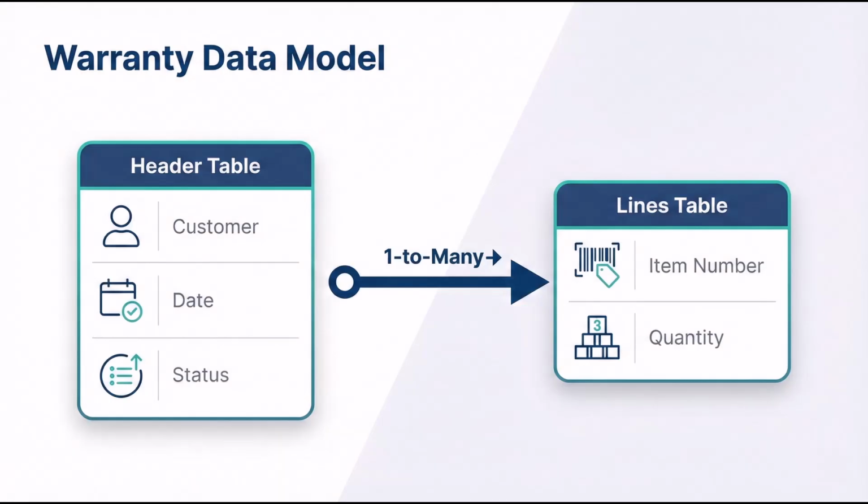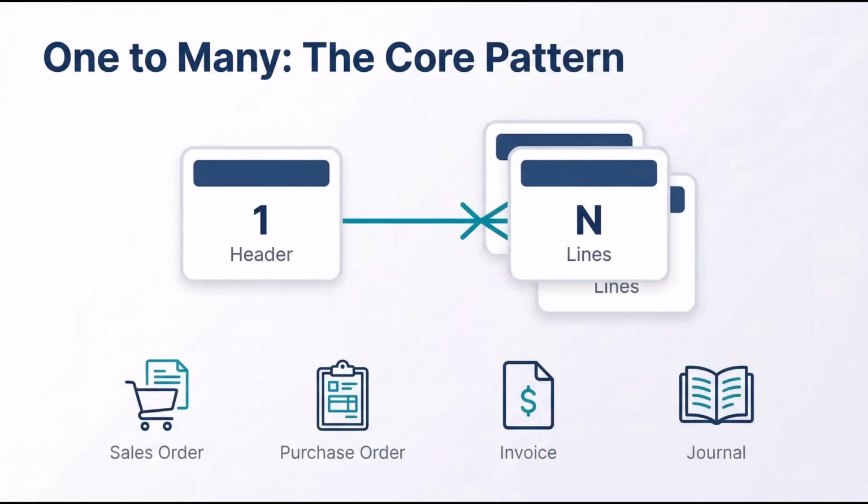We're going to create two tables, a header table that stores the claim information like the customer, the date, and the status, and a lines table that stores the specific items being claimed. This is known as a one-to-many relationship. One header can have many lines, very common pattern in D365. You see it in sales orders, purchase orders, invoices, journals, all over the place.